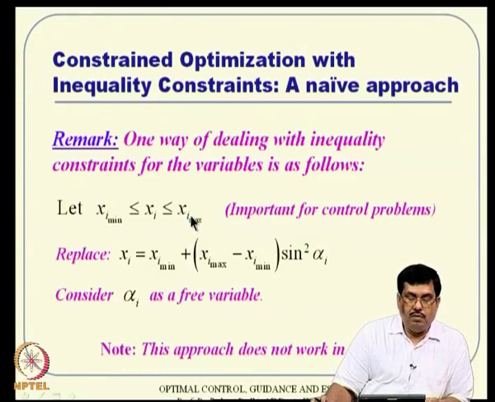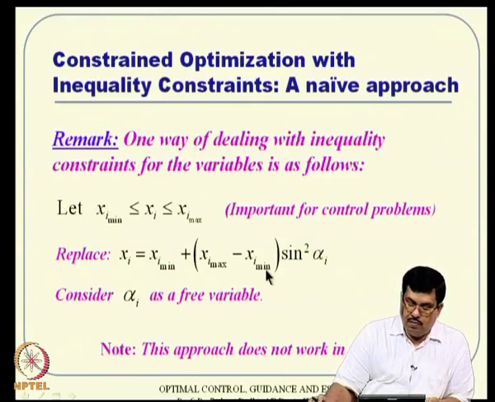Okay. Then how do you handle that problem? One easy idea, or rather naive approach, is that you just replace this x i with something like this, where you interpret alpha i as a free variable. No matter whatever the value of alpha i, note that sin square alpha i is always bounded between 0 and 1. So, if it happens to be 0, then x i turns out to be the minimum, and if it happens to be 1, then these two will cancel out and it will turn out to be the maximum value. So, no matter the value of alpha i, your x i will be bounded between these two things.